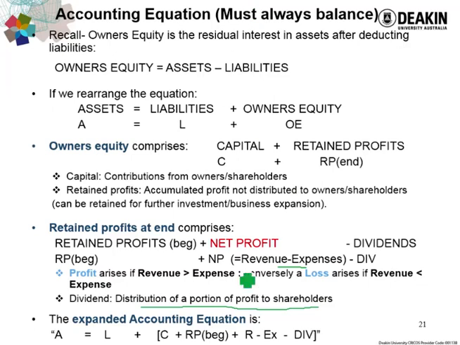Finally, if we plug in all these relationships, we can expand the accounting equation. Asset equals liability plus capital plus opening retained profits plus revenue minus expense minus dividends. Note that the accounting equation must always balance. What does it mean? It means the right hand side total figure and the left hand side total figure must always be the same.